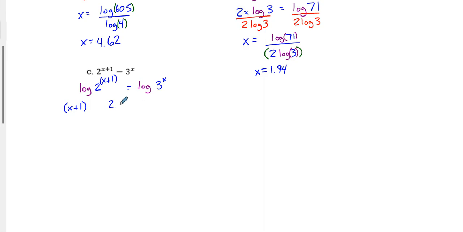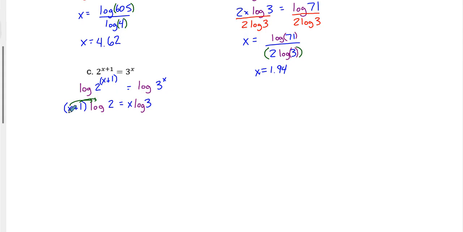Now, I'm just going to write my numbers. And we bring that x out in front. So we have x plus 1 multiplied by the log of 2 equal to x multiplied by the log of 3. Now what you're going to see is that we have this x on the left side and x on the right side. What we're going to eventually do is get our x terms to one side. But before we do that, we're going to want to distribute our x plus 1 onto our log of 2.